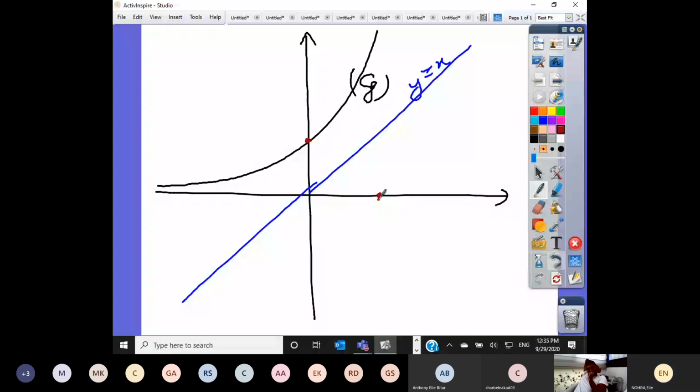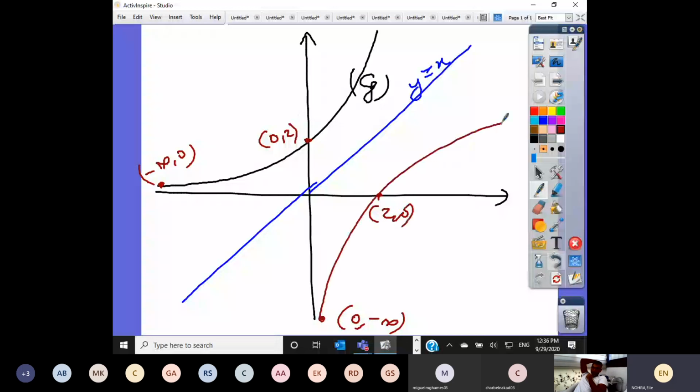مظبوط. And this point, its opposite is over here. If this point is minus infinity, 0, then this one here is 0, minus infinity. You flip x and y. If this point is 0, 2, for example, this one will be 2, 0. And you will have this shape. Understood?